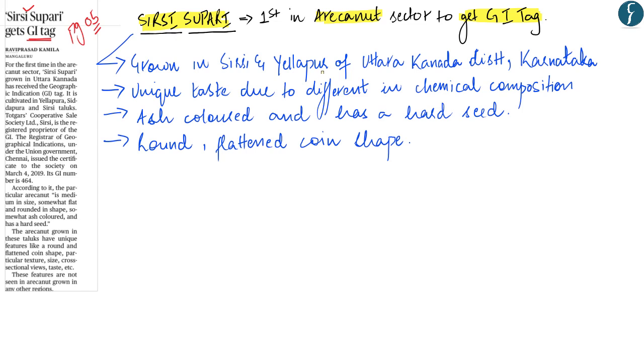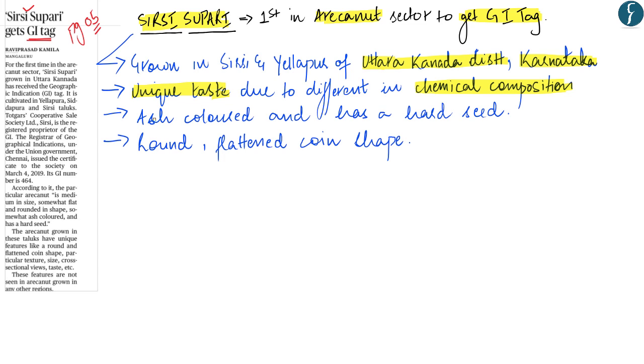That is to say, it is for the first time that areca nut or the supari has got a GI tag. This Sirsi Supari is grown in the Sirsi and Yelapur taluk of the Uttara Kannada district in the state of Karnataka. The unique feature of this areca nut is that it has a very unique taste due to difference in its chemical composition as compared to other areca nuts.